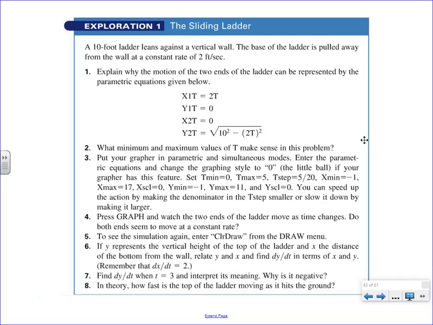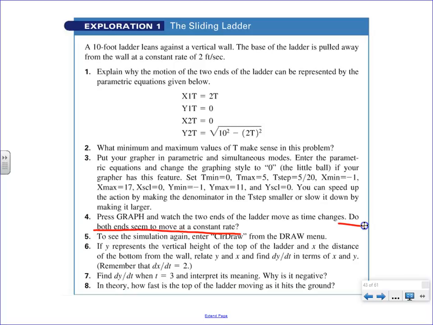What this has you find, I'm not going to have you go super crazy. Basically, it has you graph these parametric functions, and it says the motion of the two ends of the ladder can be represented by these parametric equations. The question is, if you have a 10-foot ladder leaning against a vertical wall, the base of the ladder is being pulled away, and the top of the ladder is thus sliding down the wall. Will both ends be moving at the same constant rate? Oh, that's a good question. Will the pull away be the same rate as the pull down?